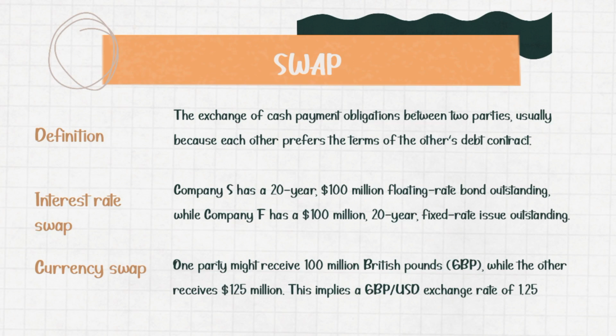So it is where a company wishes to receive a fixed rate to hedge interest rate exposure. Here we have an illustration of the interest rate swap. Suppose company S has a 20-year, $100 million floating rate bond outstanding, while company F has a $100 million 20-year fixed rate issue outstanding. Thus, each company has an obligation to make a stream of interest payments, but one payment stream is fixed while the other will vary as interest rates change in the future.